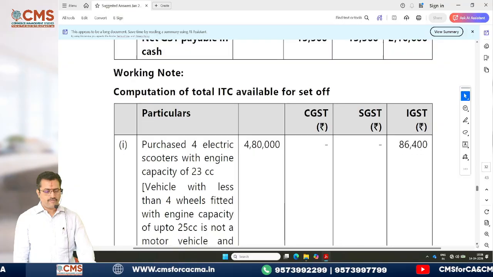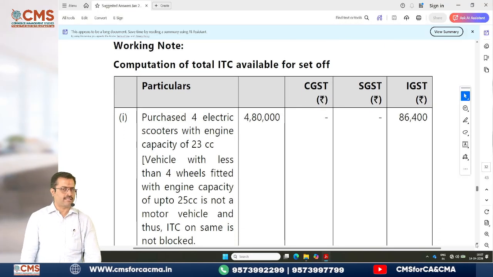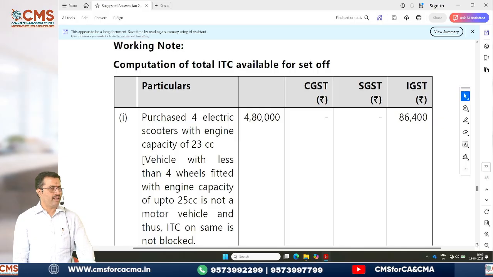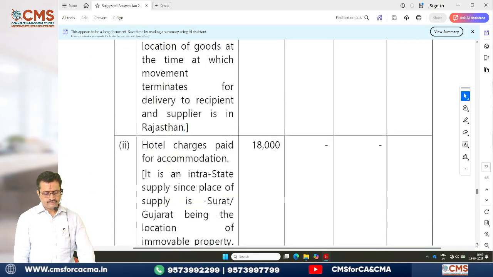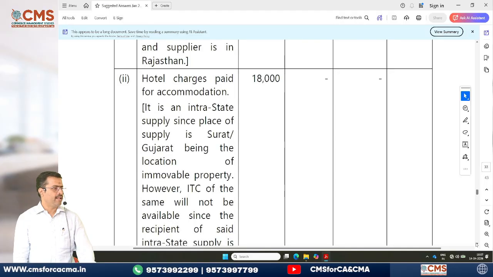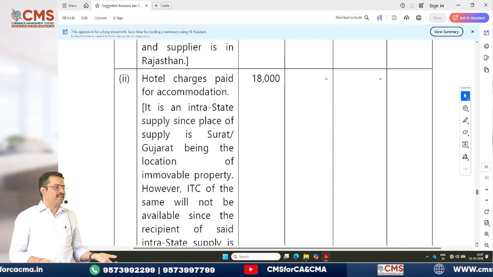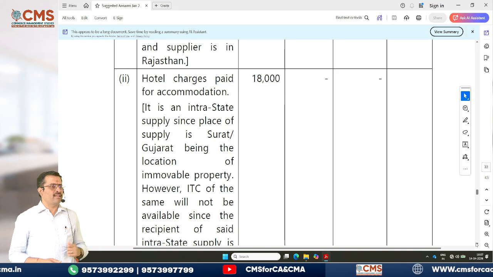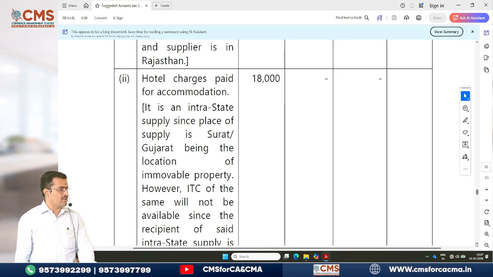Now computation for total ITC available for set off. That 4 electric vehicles he purchased, 4,80,000, on that value he has taken. Then hotel accommodation, 18,000, but he didn't avail any ITC because nothing was charged at that time. It was only up to 7,500, there is no ITC at all. That is why they didn't mention even the rate of hotel accommodation. Please see.